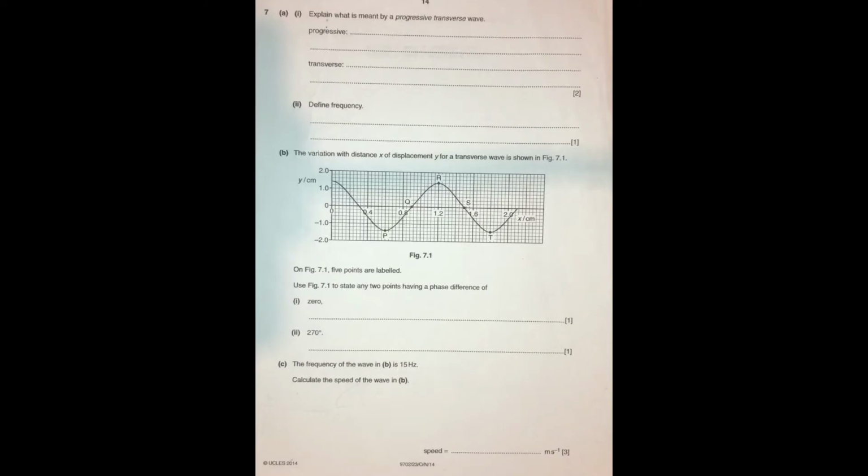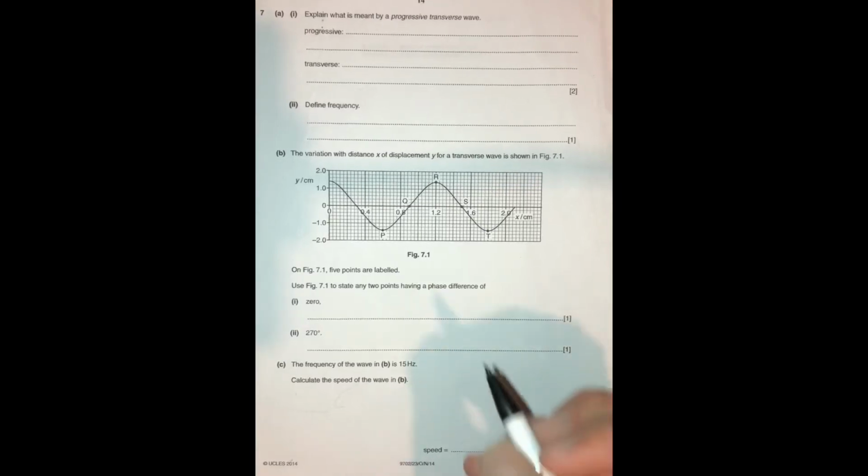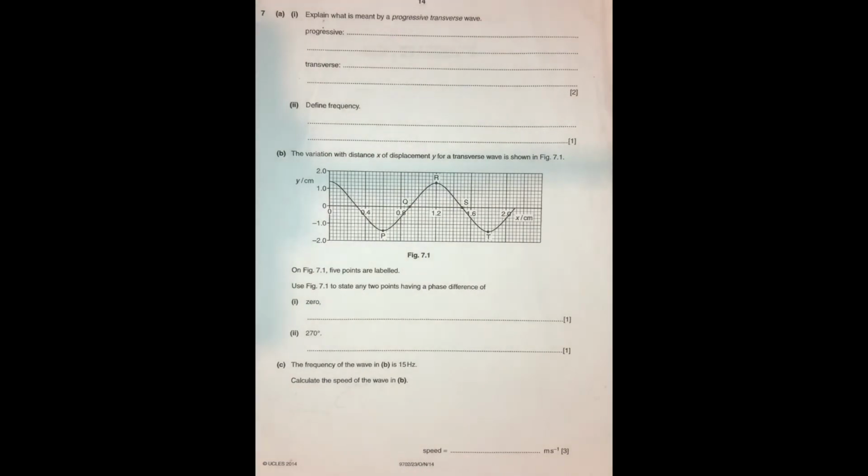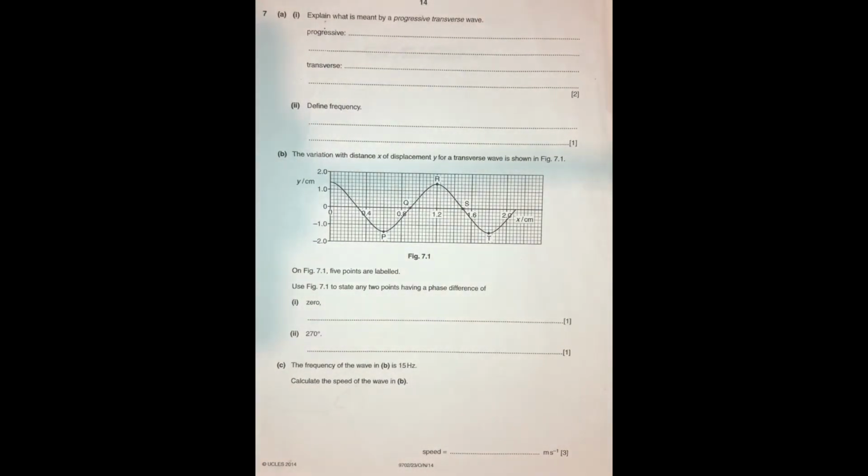All right. Question 7 reads, explain what is meant by a progressive transverse wave. First, we're asked to explain progressive. One of the places where we're heading with this study of waves, and particularly with wave interference, is that if we send, say, a disturbance through a medium, and then that disturbance is reflected at a boundary, that reflected wave can come back and interfere with itself. And that type of wave has a special name. It's called a standing wave.